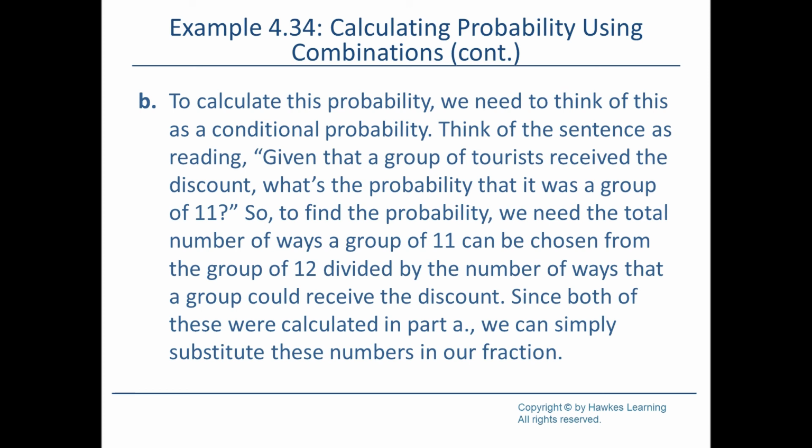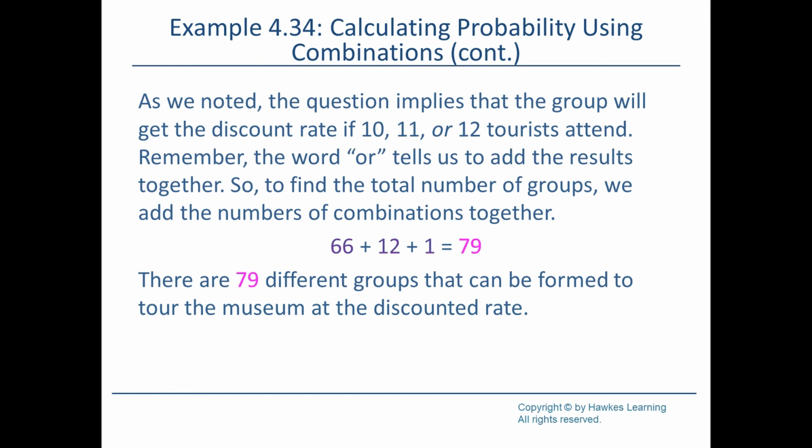Now B, we need to calculate this probability. So we're given the group received the discount. What's the probability that it's a group of 11? So the numerator is going to be the number of ways of getting groups of 11, and the denominator is going to be the number of ways of getting the discount. Well, we've already figured that ways of getting a discount is 79, and we figured out the ways of getting a group of 11 is 12, so the probability is going to be 12 over 79.